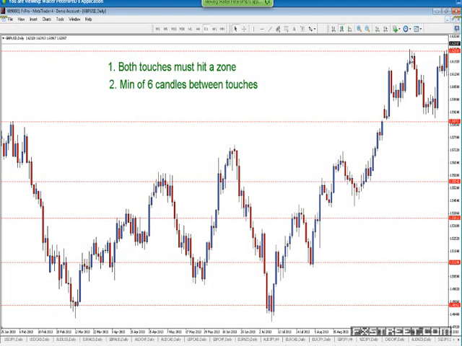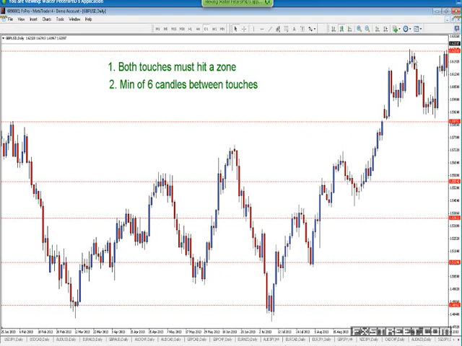Well, we would say that these 3 candles here touch the zone. This one, that one, and that one. So we have 1 candle away, 2, 3, 4, 5, 6, 7, 8, 9, 10, 11 candles away, 12 candles away, and then the 13th and 14th candle hit the zone here. All right? So certainly we had more than 6 candles between touches. Ideally it's 10, but if it's 6, it'll fly.